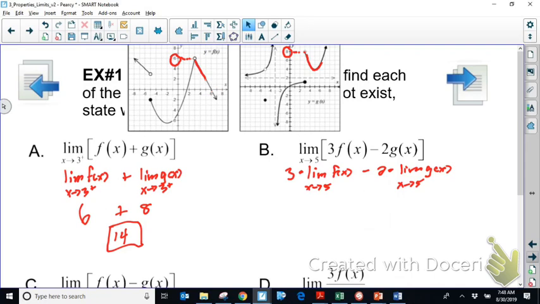So let me clean up the graph a little bit. And let's take a look here. So here we don't have to look from one side to the other side. We're just doing direct substitution. So when x is 5, I can see that y is a 2. So this becomes 3 times 2. And then we say minus the 2. And now I'm going to evaluate function g at 5. So when x is 5, I can see that y is 4. So this becomes 4. So the 3 times 2 is a 6, the negative 2 times the 4 is a negative 8, and when you take the difference of them, we get a negative 2.